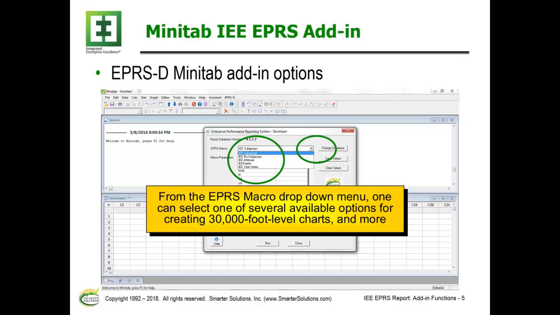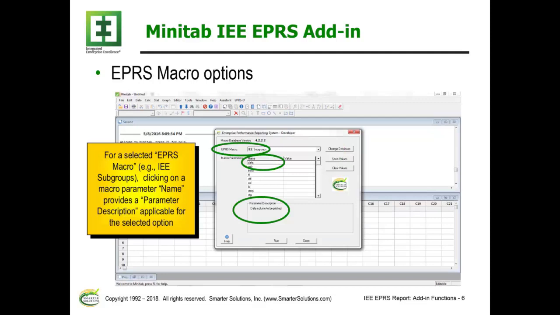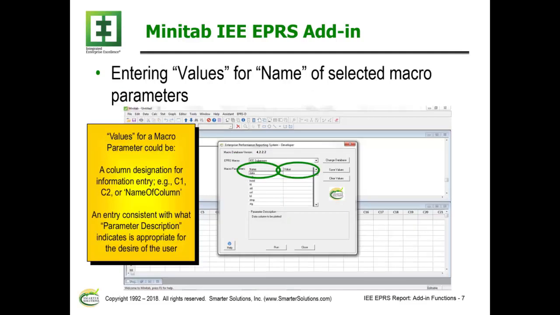We'll be focusing on the subgroups, no subgroups, and attributes for this training. If you were to click on IEEE subgroups, you would then be able to see various inputs that you could have for this use of this particular add-in. So we have name, that's what you're trying to do, and you have also the value.